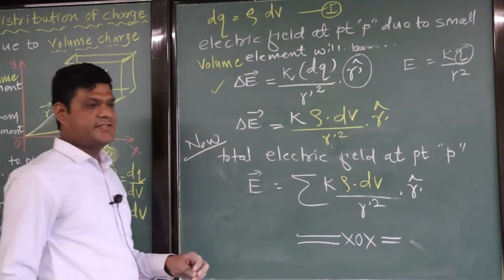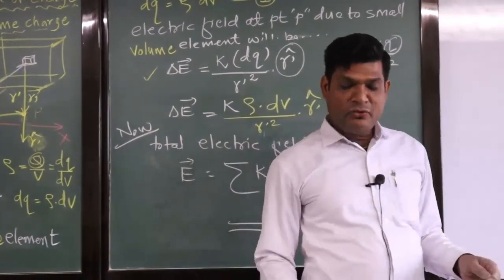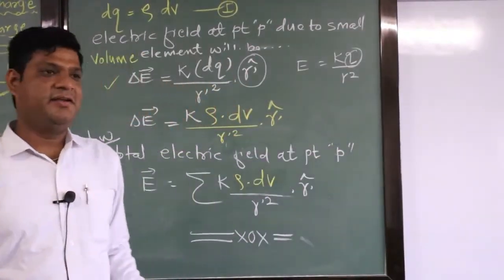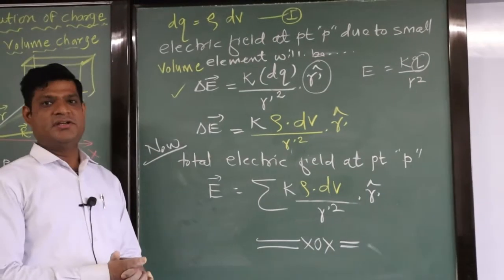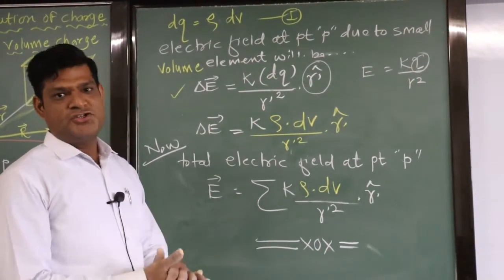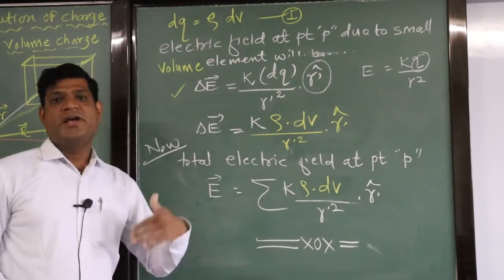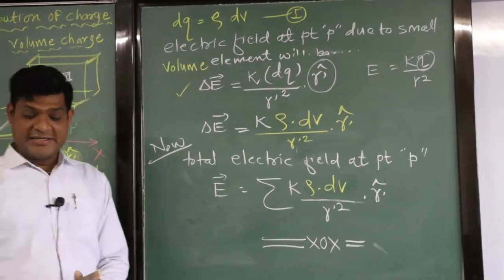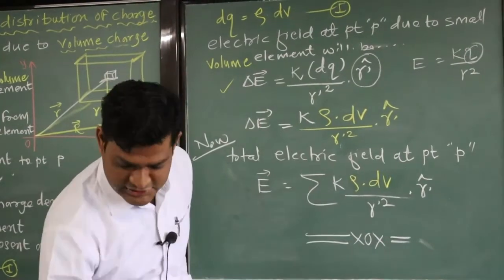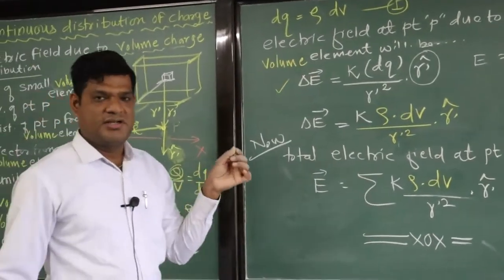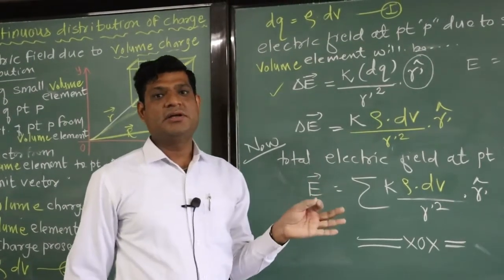Okay, students, see, by preparing only one question, you made three questions. Electric field due to the line charge distribution, due to the surface charge distribution, and due to the volume charge distribution, right? Now we are moving towards the next topic, that is electric flux. This is the new topic and a very important topic.